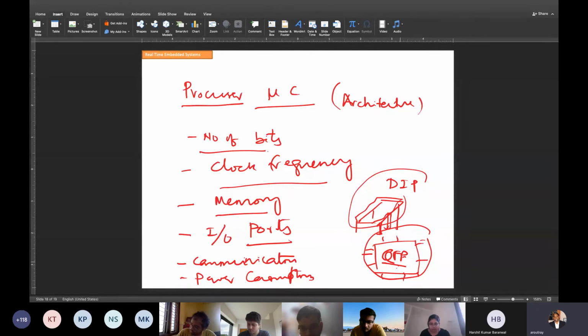So these are different packages. The same processor, everything same, but the power consumption will change. If you go to DIP to this, there will be less power consumption. But it is very difficult to design, prone to EMI, so lots of things will come.